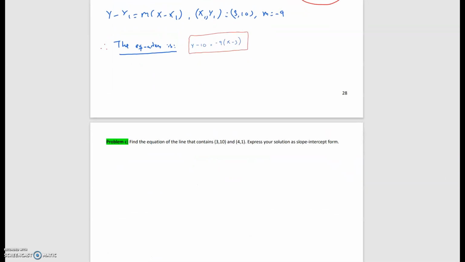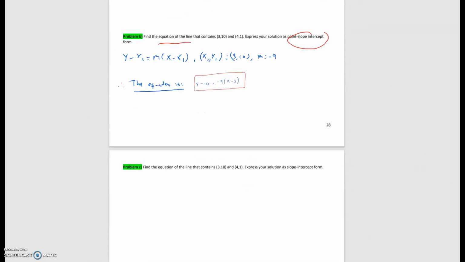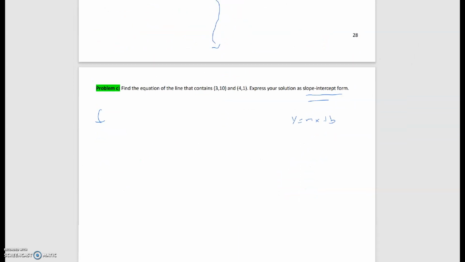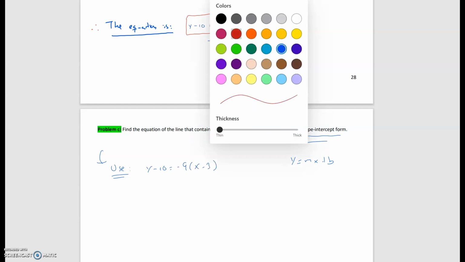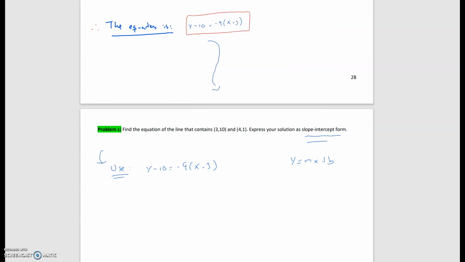Okay, let's go to part C. And in part C, they want the equation of the line, but they want us to express our solution in slope-intercept form. So that means that they are going to want this as y is equal to mx plus b. Now, the good news is that you could use the previous solution and then just express it in terms of y. So I'm just going to say that we're going to use our y minus 10, which is equal to a negative 9 times x minus 3. And the only difference on slope-intercept form is that it's solved for the y's. So we have it in this format where y is equal to.